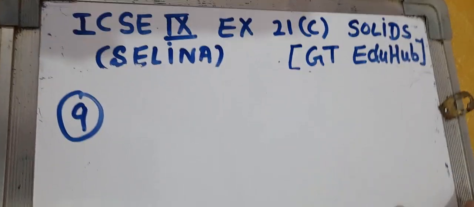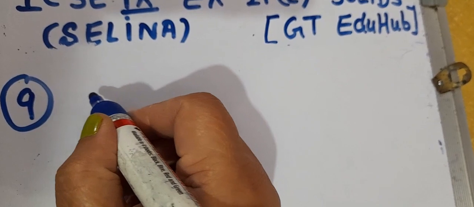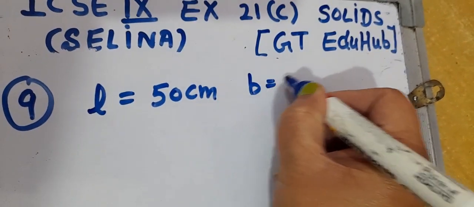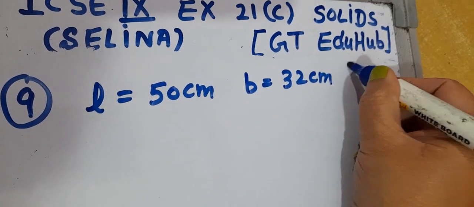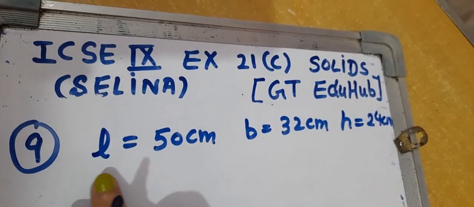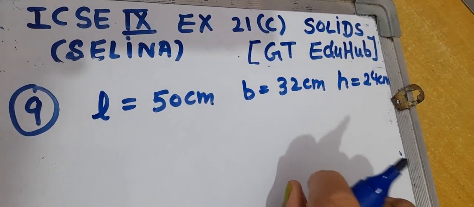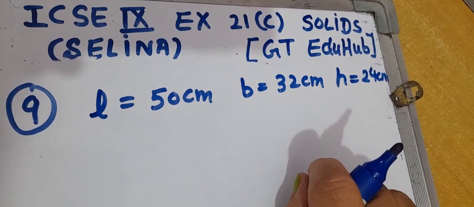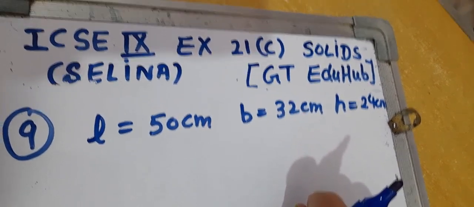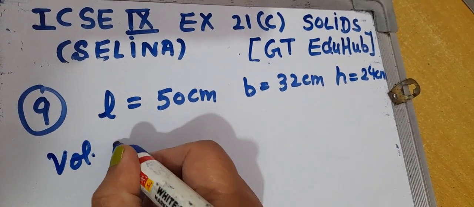Let's start question number 9, students. We are given dimensions of a car's petrol tank, 50 centimeter, 32 centimeter and 24 centimeter, which is full of petrol. Car is full of petrol, it means we have to take height as full 24. Now the car's average consumption is 15 kilometer per liter, and you have to find the maximum distance that can be covered by the car. For this we have to find the volume of petrol in the car.